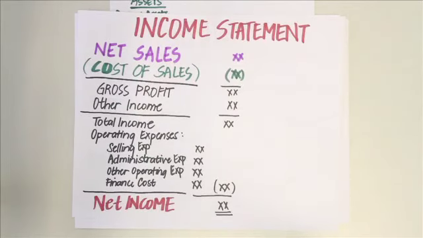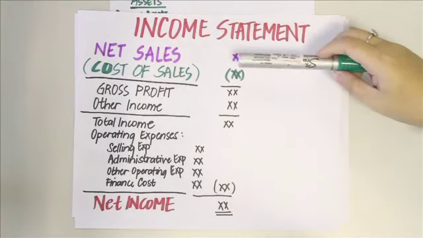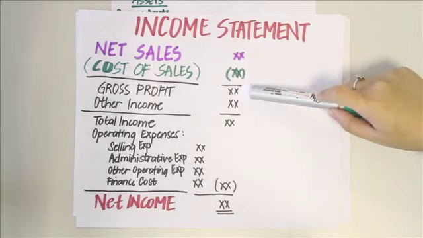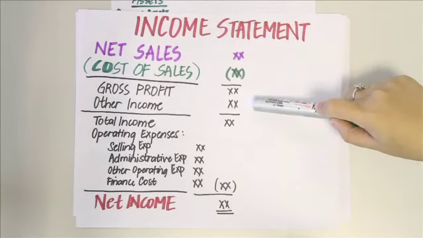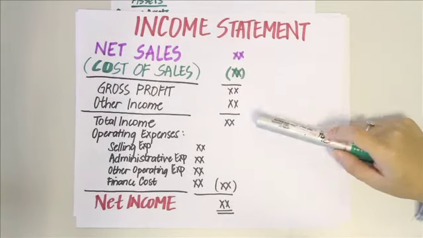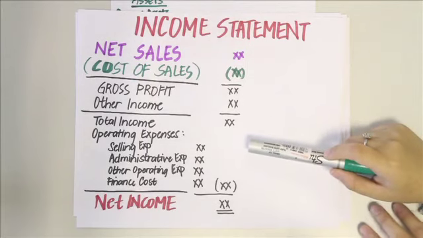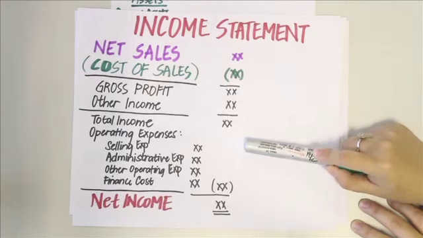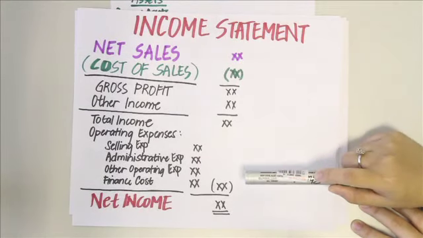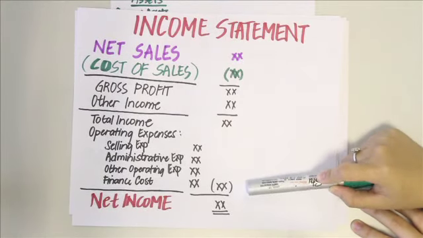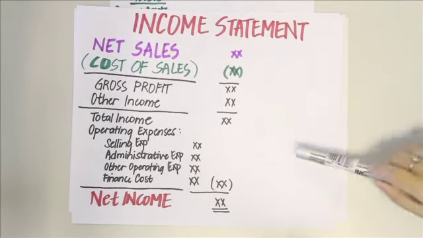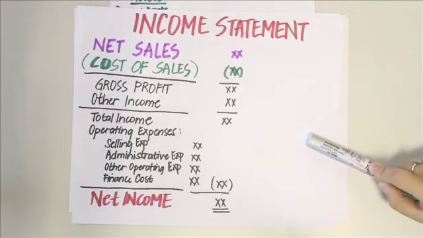And now here we have an example of the functional form of income statement. As I said, you start with the net sales, and then you deduct the cost of sales to get your gross profit, add all the other income to get your total income, and deduct all the operating expenses, which are categorized according to function: selling expenses, administrative expenses, other operating expenses, and your finance costs, and then you get your net income. Again, this format is used for merchandising businesses.